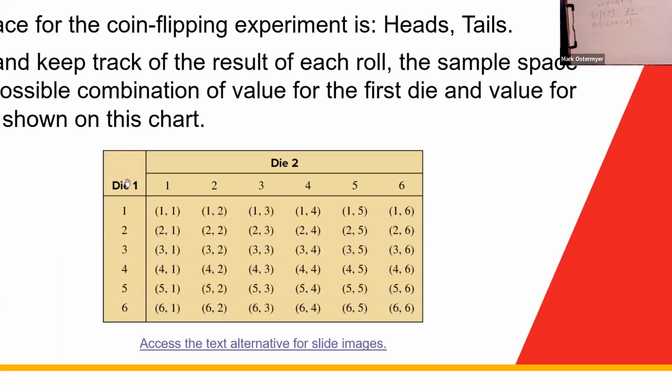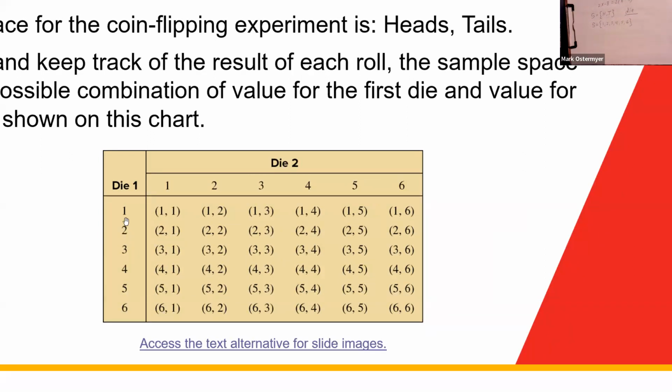We have a column that consists of die one's results, and a row that consists of die two's results. So die one could yield a 1, 2, 3, 4, 5, or 6, and likewise for die two. So how many possible outcomes are there when you roll two dice? Well, there are 6 times 6, or 36 possible outcomes.